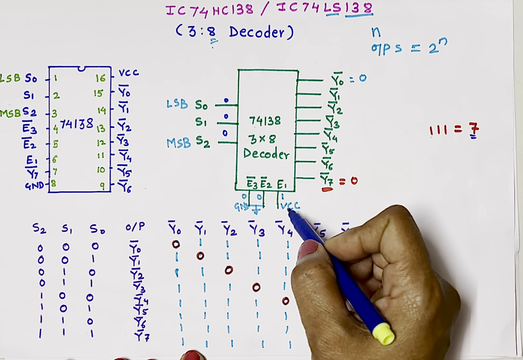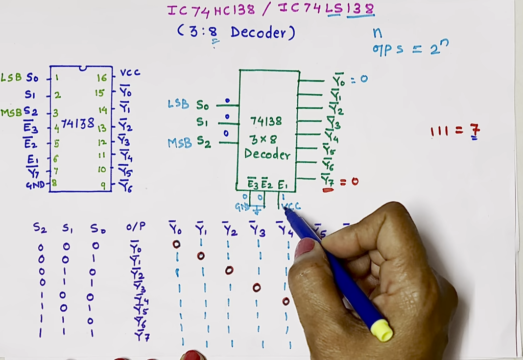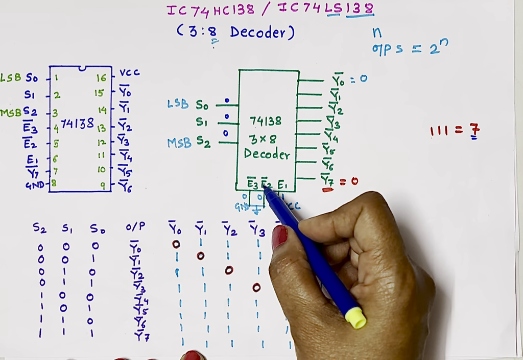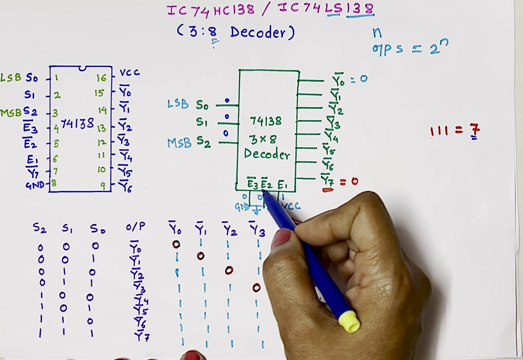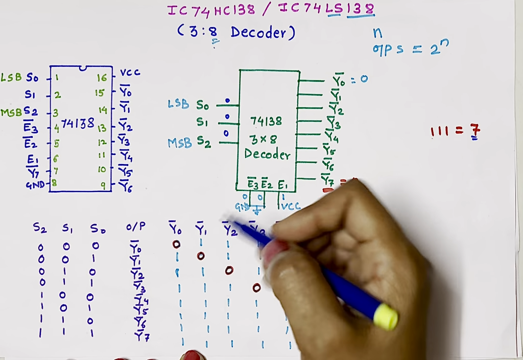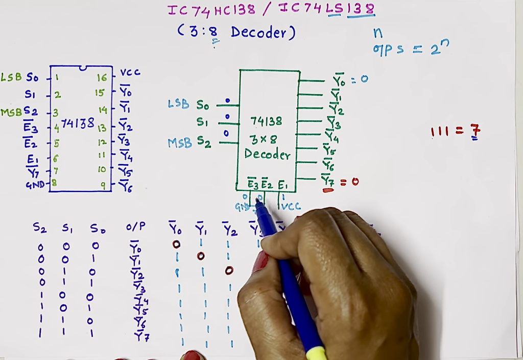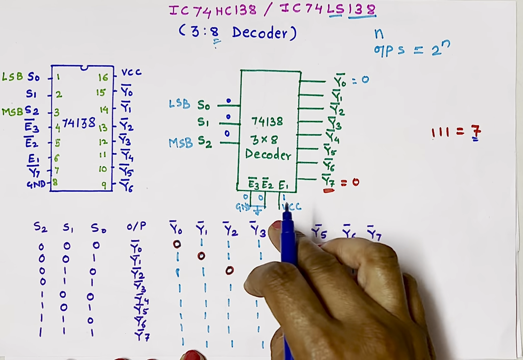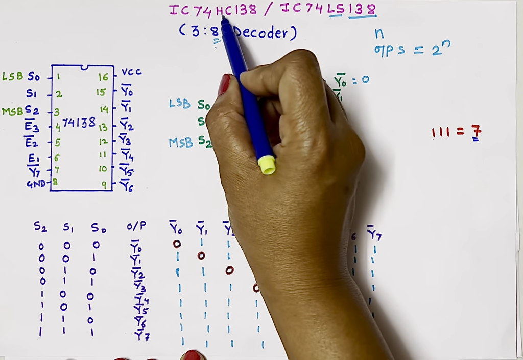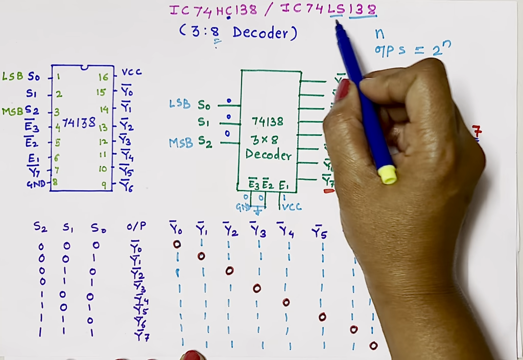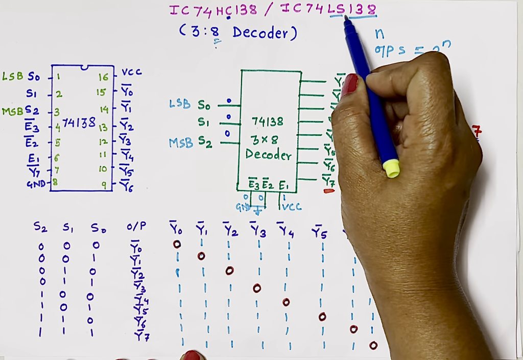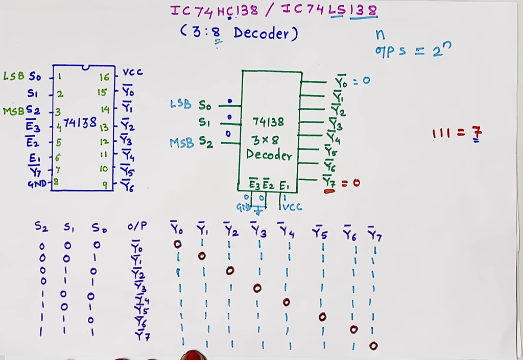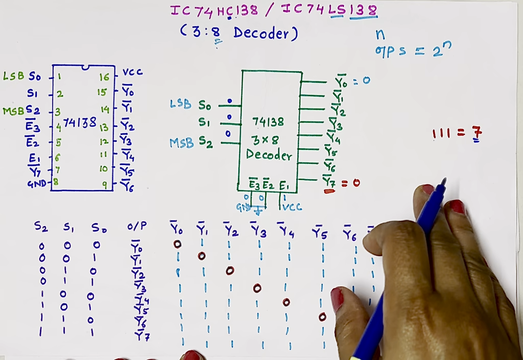Enable E1 is active high, so we need to connect it to VCC. E2 bar and E3 bar: whenever a bar is given, it means it is active low, so we need to connect them to 0. Then only they will act. Enable pins are like, if you want to turn it on, you will have to enable it. For that it is used. Here HC indicates high speed CMOS and LS indicates low power Schottky transistors. So this is a CMOS IC, this is a TTL IC. But their functionality is exactly the same.